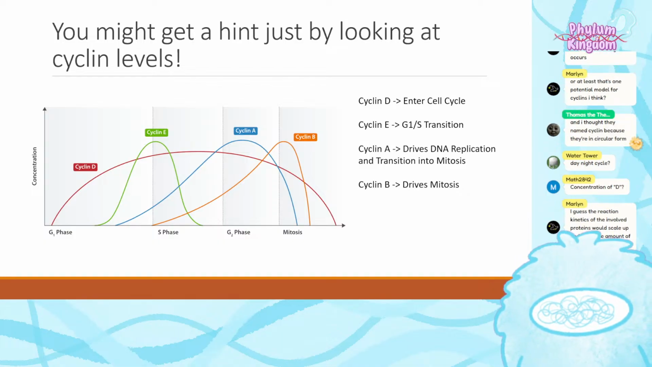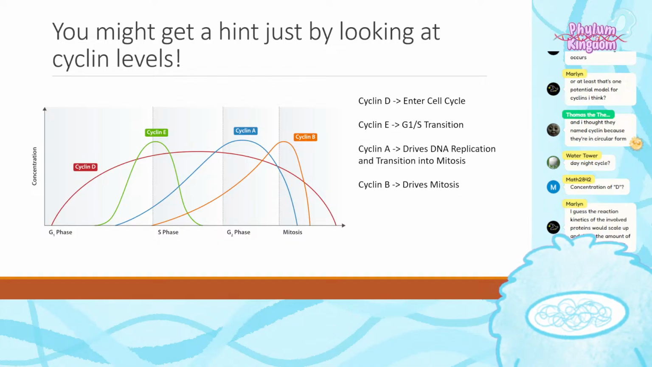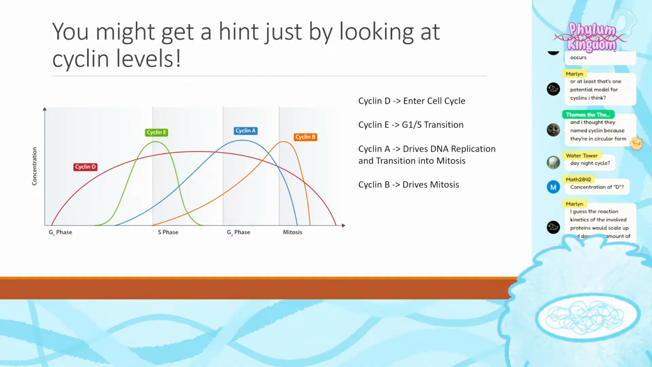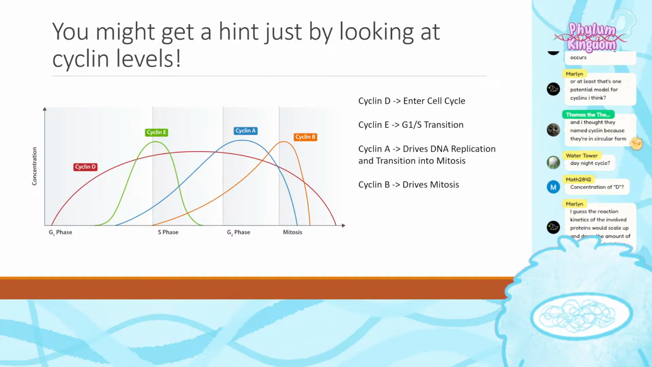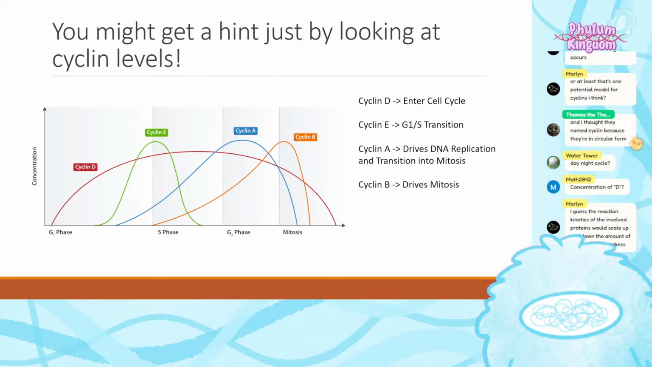Yeah, I guess the reaction kinetics of the involved proteins will scale up and down the amount of time each cycle takes. Yeah, this is governed by reaction kinetics for sure. What happens if a cyclin cycle processes too quickly so that the chromosomes aren't done replicating? Oh, we will talk about that in just a little bit. But yeah, I'll go with the math's answer.